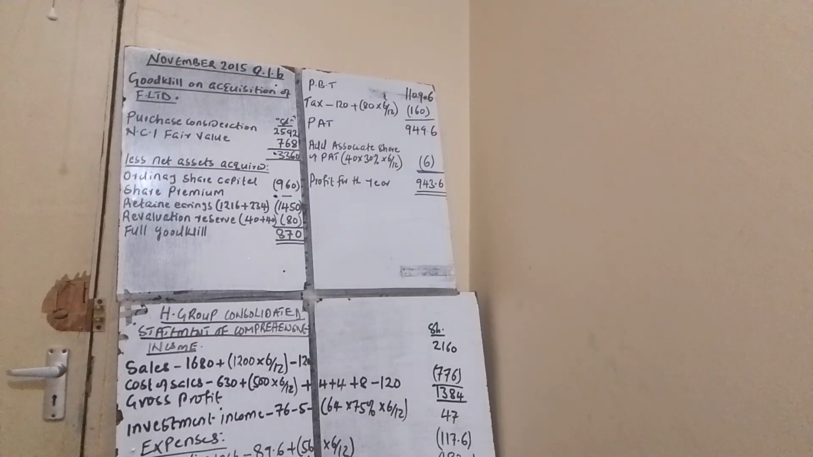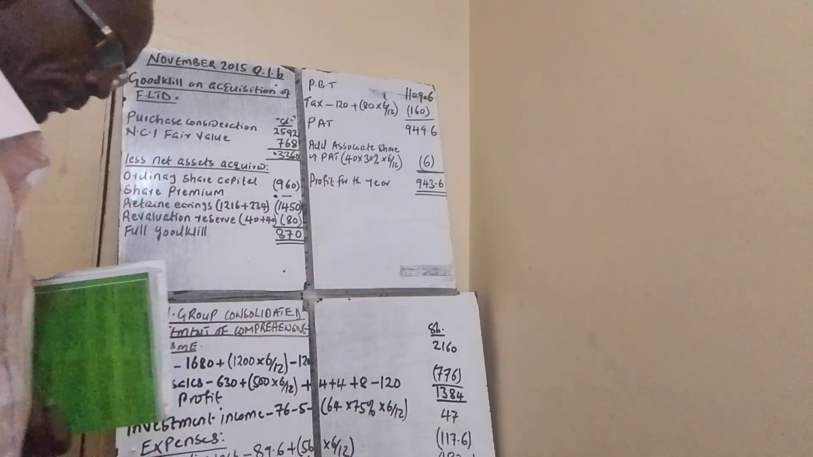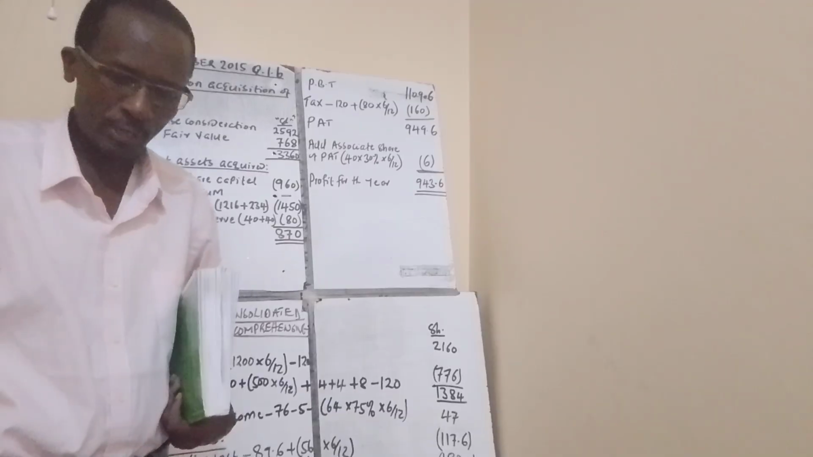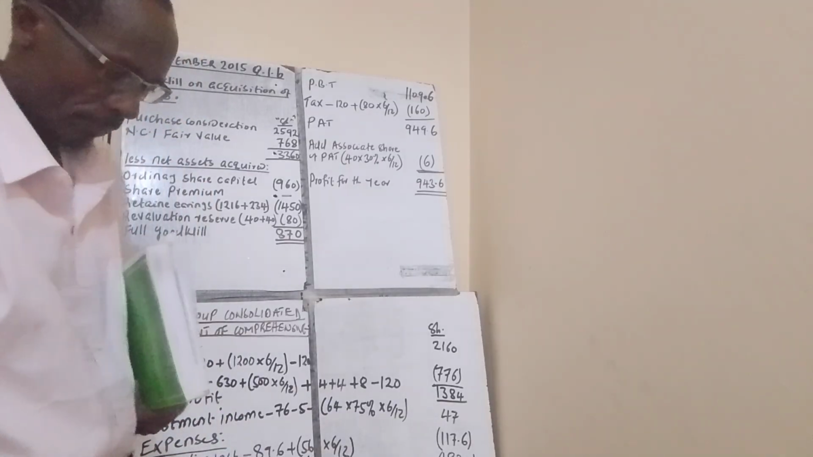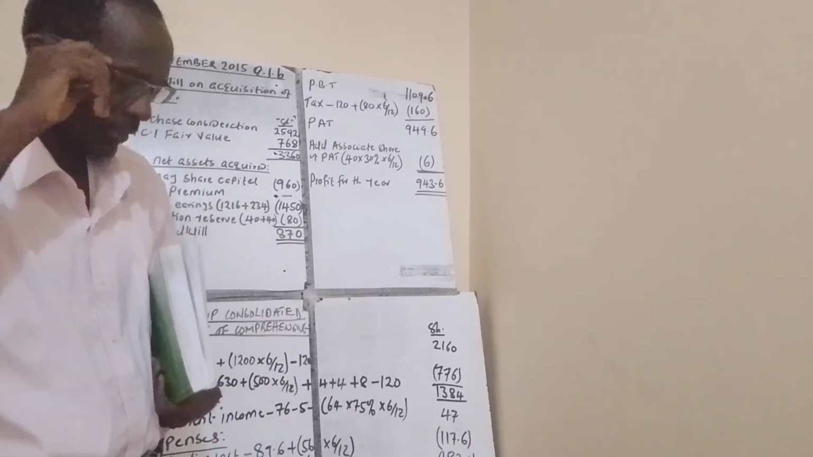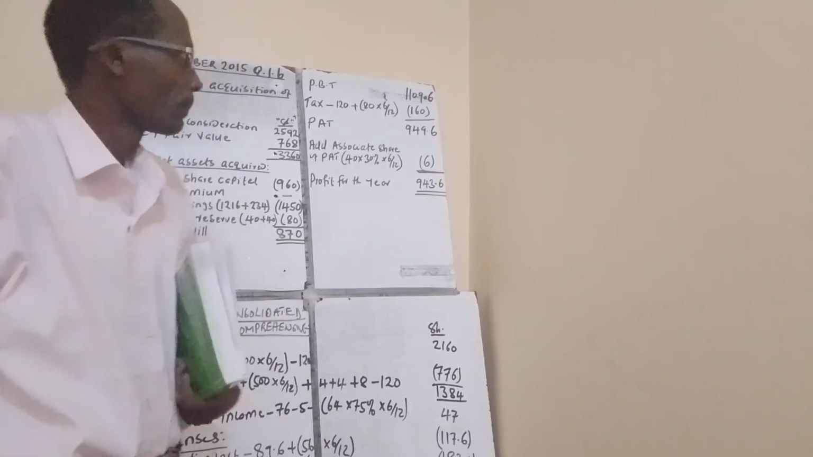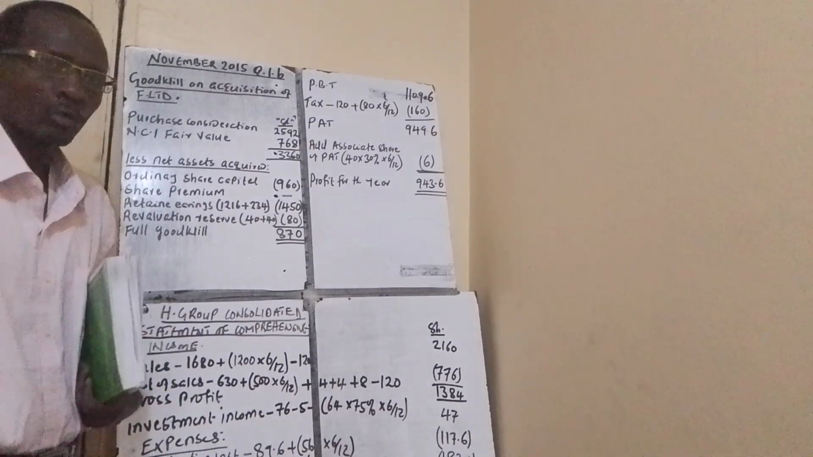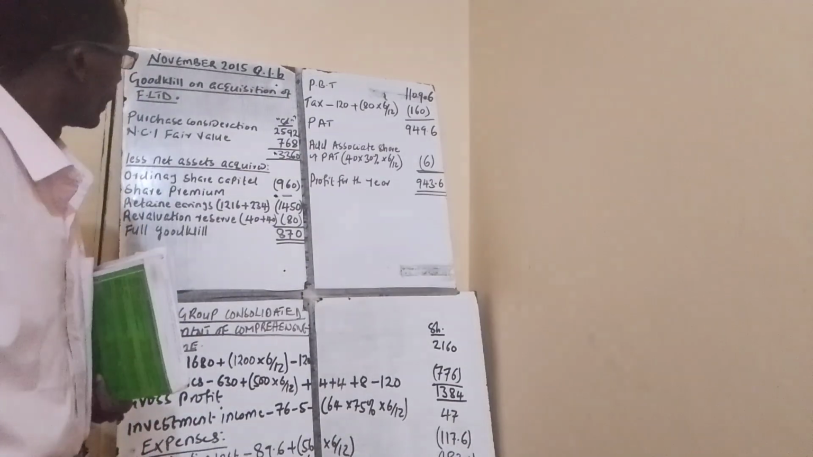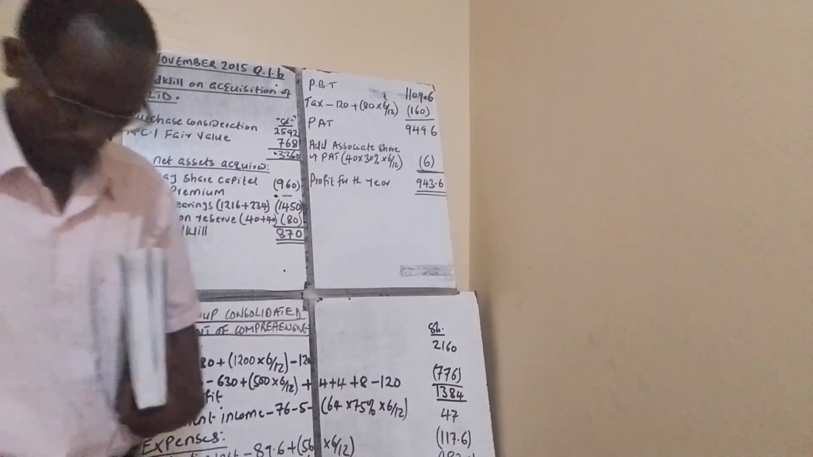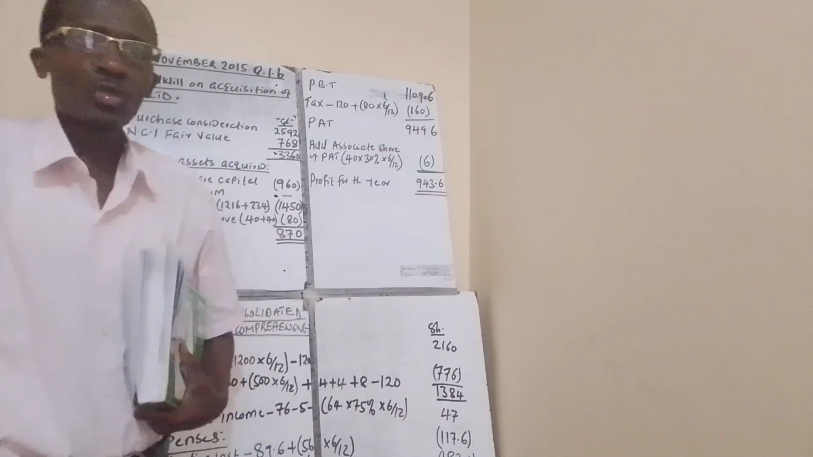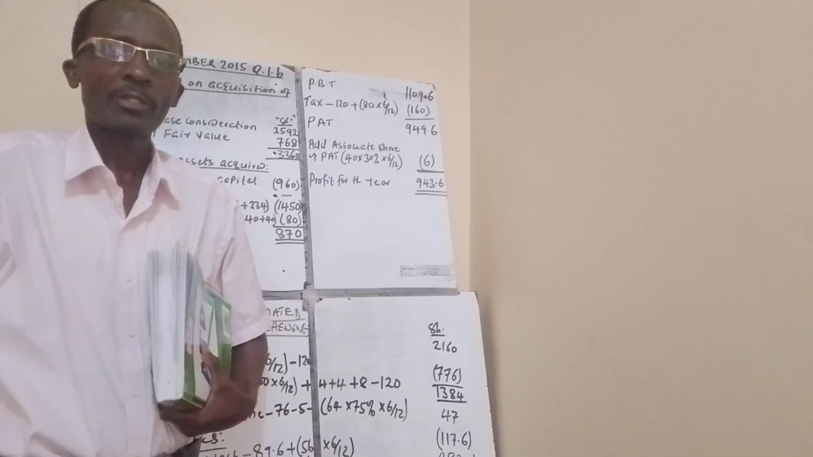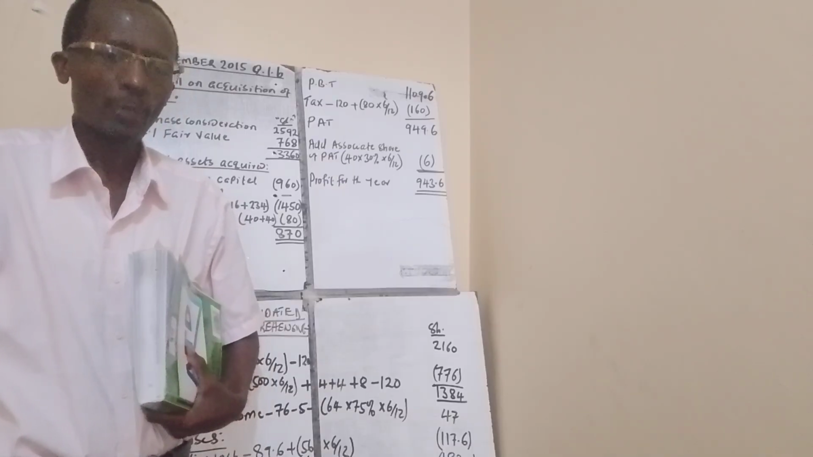We look at an example from some of the previous past papers, and that is from Advanced Financial Reporting, November 2015, question 1B, and this is to do with consolidation of income statement as well as calculation of goodwill.